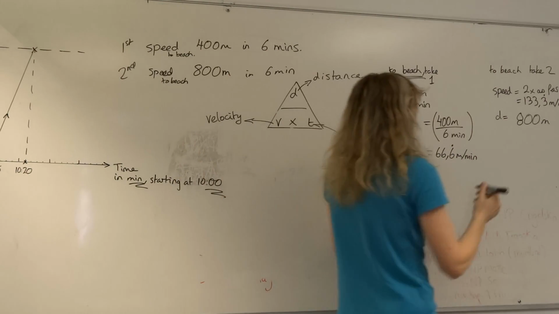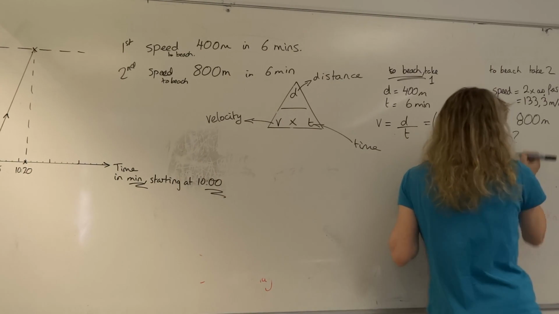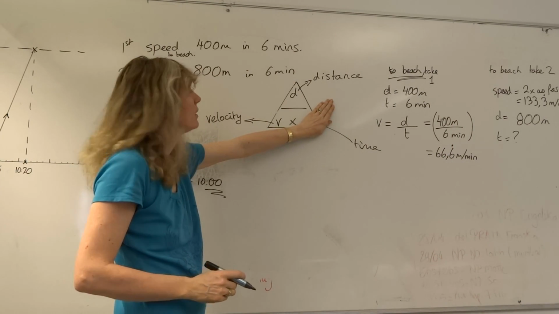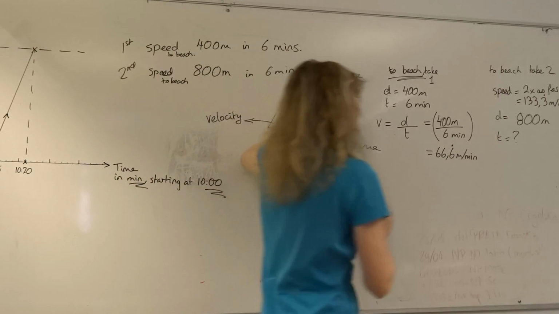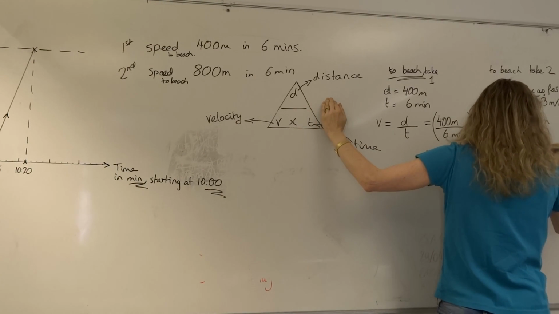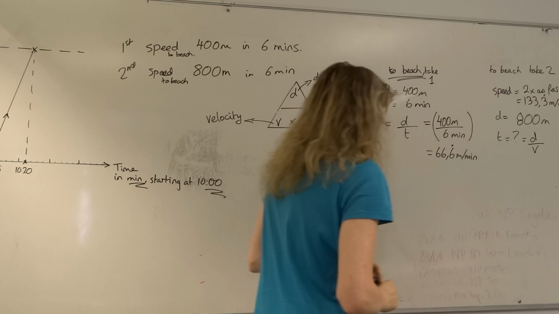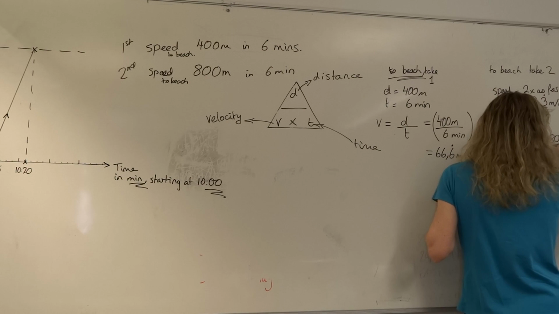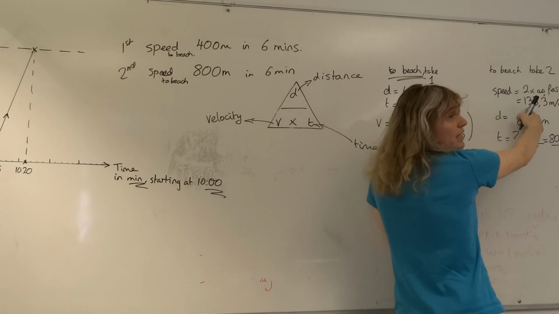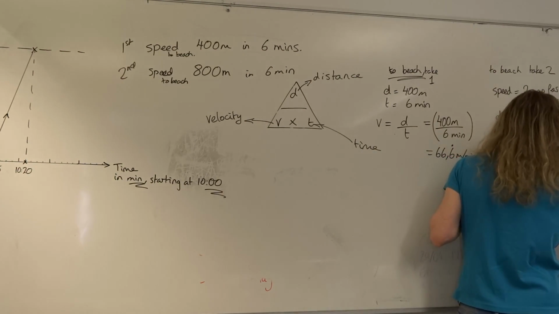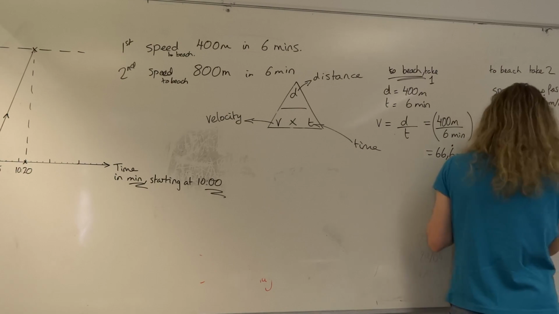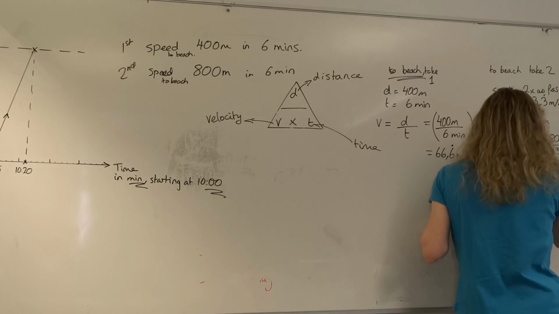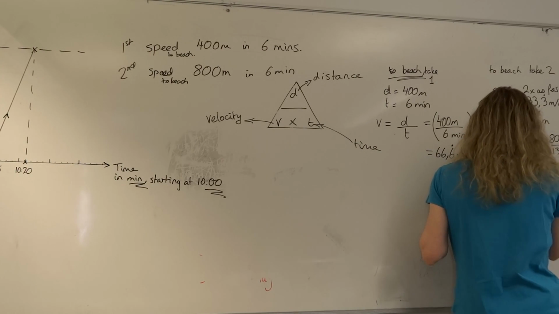Okay? What I'm wondering here is, what is my time? Well, in order to get the time, I cover the one I want with my hand and I get distance over velocity, D over V. The distance is 800 meters. The speed or velocity is 133.3 recurring. And hey presto, when I put those numbers into my calculator, I get a time of 6 minutes.